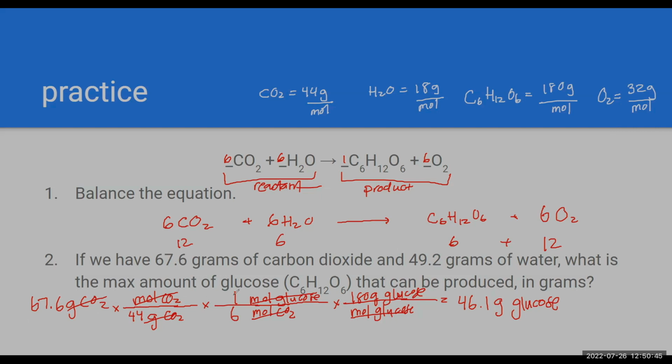Now we have to actually check on the other reactant, water, so that we can determine which one is going to be the limiting reactant, because the limiting reactant is going to judge the maximum amount of product we can actually produce. So I'm going to do basically the same calculation, but instead using water. So I'm going to do 49.2 grams of H2O.